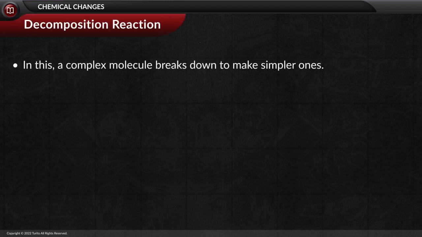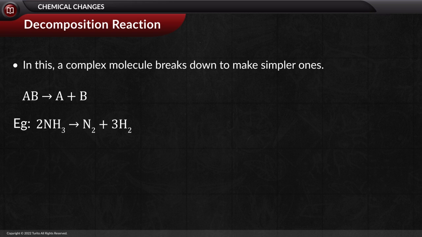Next is the decomposition reaction. In this, a complex molecule breaks down to make simpler ones. This can be explained as AB gives A plus B. For example, when ammonia is decomposed to form nitrogen and hydrogen. Also, the decomposition of PCl5 to give PCl3 and Cl2 is another example of a decomposition reaction.